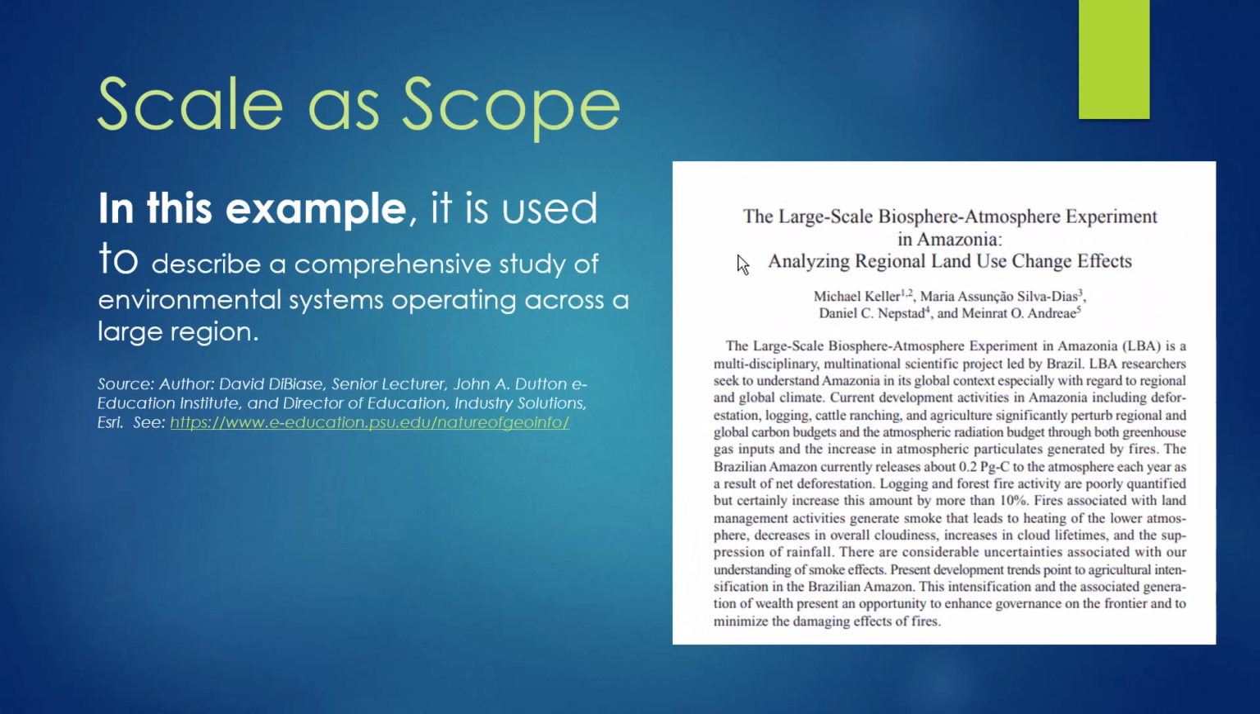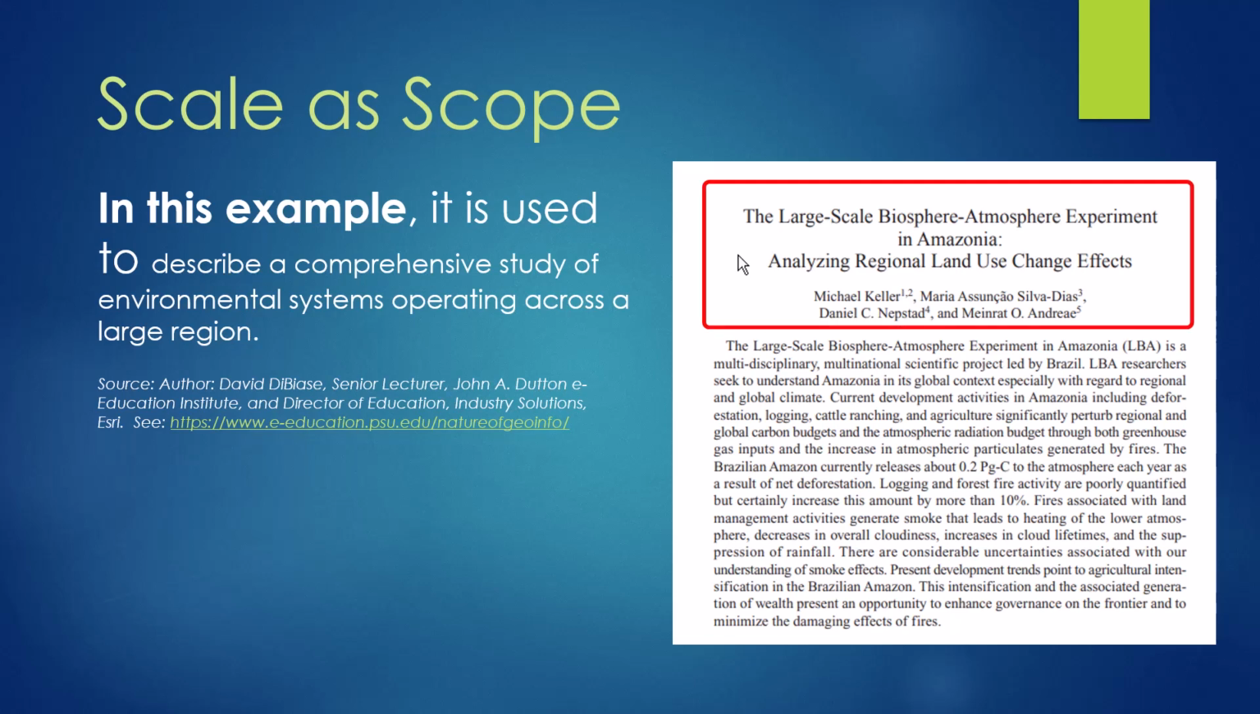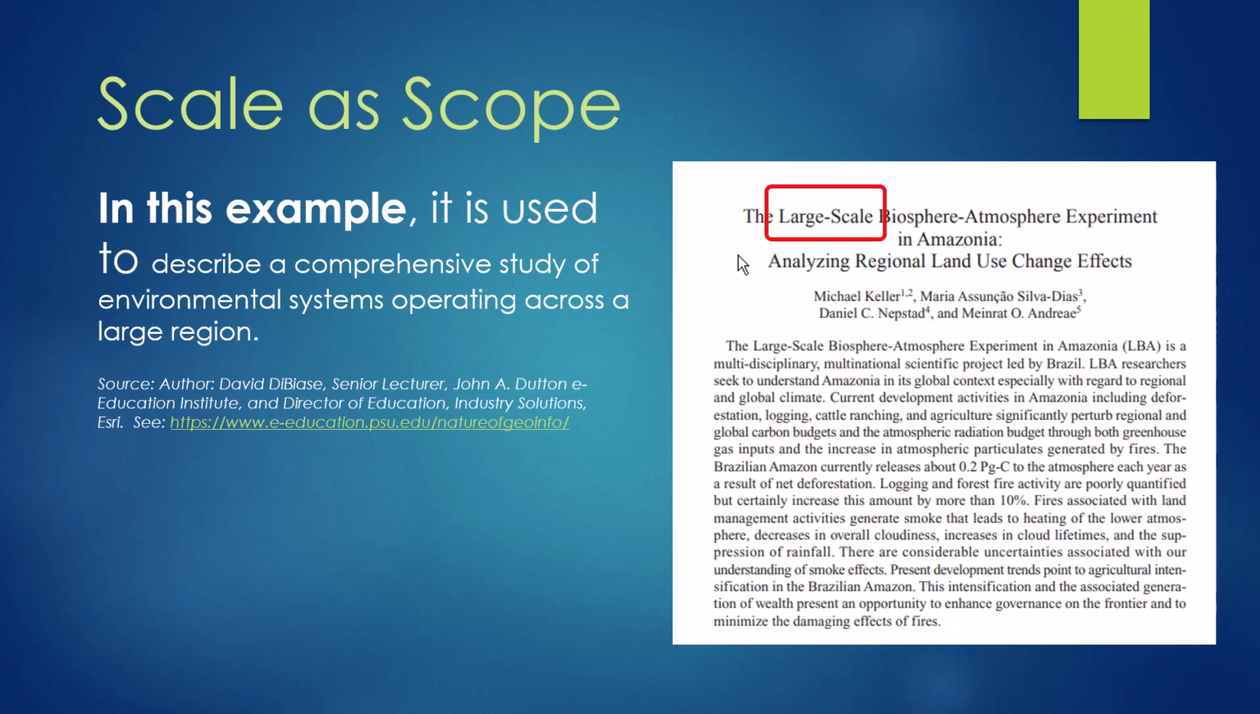For example, often scale is used as a synonym for scope or extent. The title of an international research project called the Large-Scale Biosphere-Atmosphere Experiment in the Amazonia uses the term large scale to describe a comprehensive study of environmental systems operating across a large region. This usage is common not only among environmental scientists and activists, but also among economists or politicians.